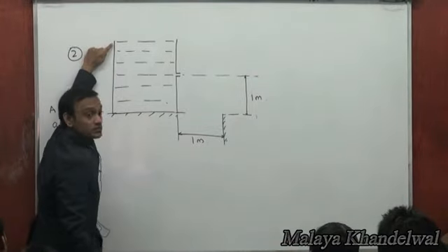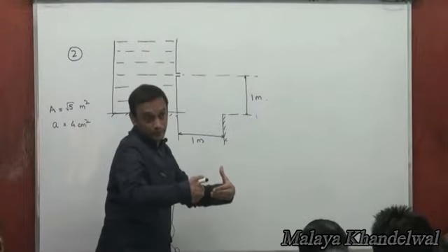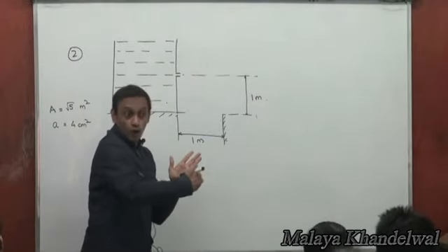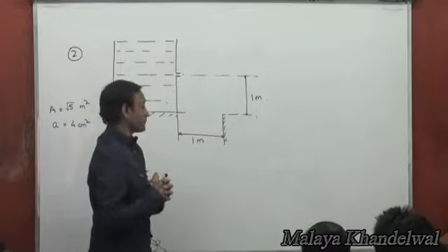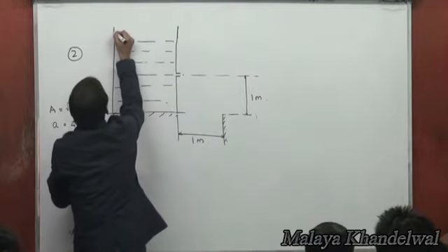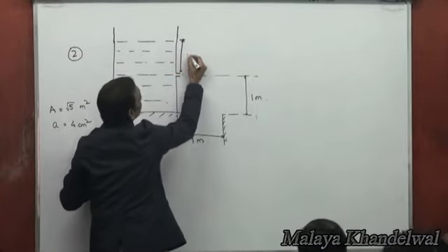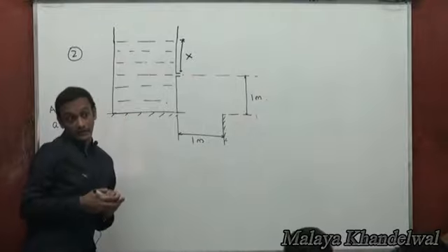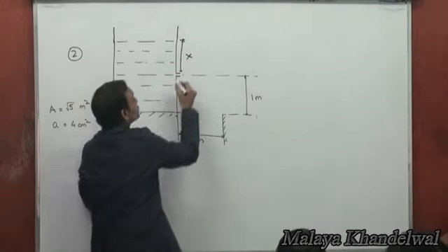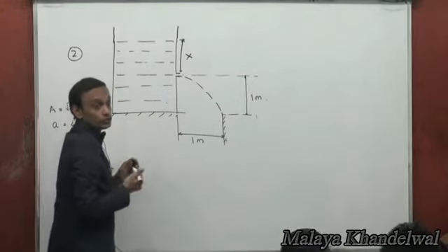As the water level dips, the velocity of efflux, root 2gh, will dip, right? The range will go on decreasing. So now, for a certain height x, the range is at its threshold.